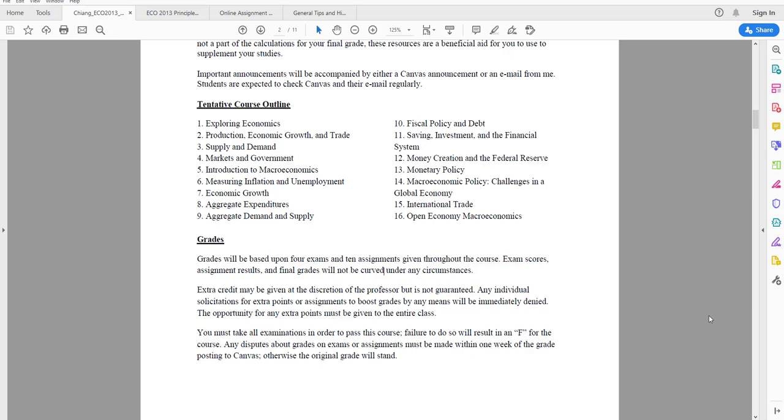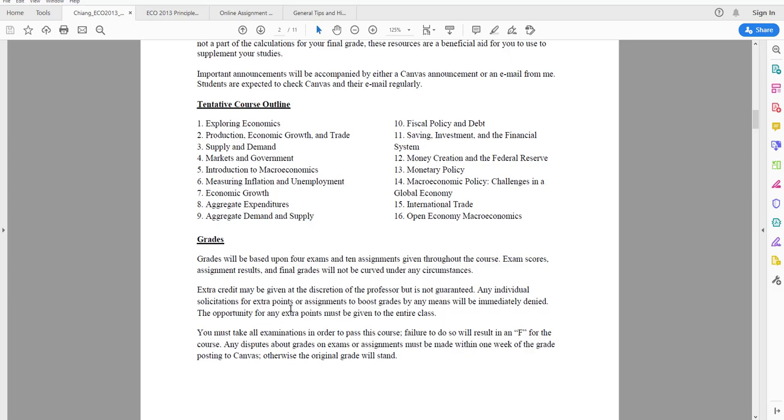Now let's go ahead and take a look at how you're going to be graded for this class. Grades are going to be based upon 4 exams and 10 assignments given throughout the entire semester. Exam scores, assignment results, and final grades will not be curved under any circumstances. So essentially, the scores that you earn on your exams and your assignments are the scores that you have earned.